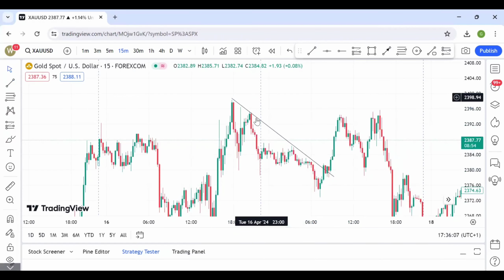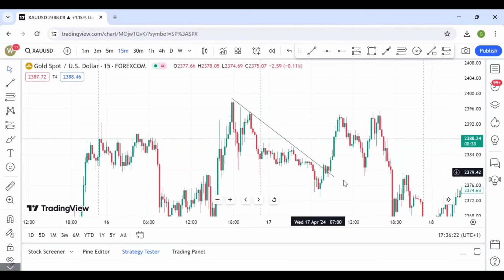Now, you agree with me that the market is going on a downtrend. You can see it's going down already, forming lower lows. You can see it's forming lower lows. So it's on a downtrend already.